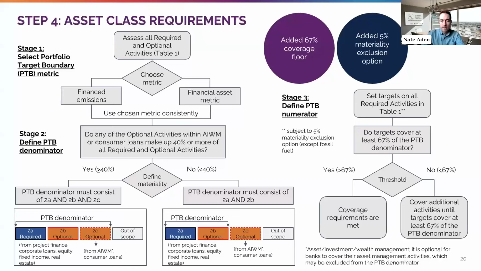Thank you, Howard. Yeah, and just to reiterate Howard's points here, the optional activities are required to be included here in order to make up the 67%. And part of the rationale there is that we were having some SBTs previously that had very low coverage levels, and that's not ideal for the financial institution in terms of actually addressing its climate impacts.